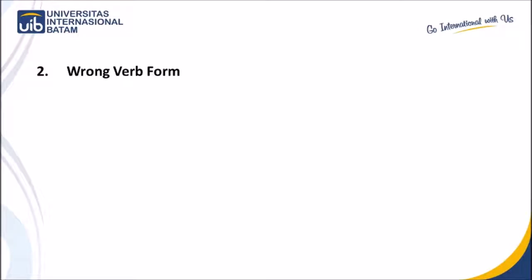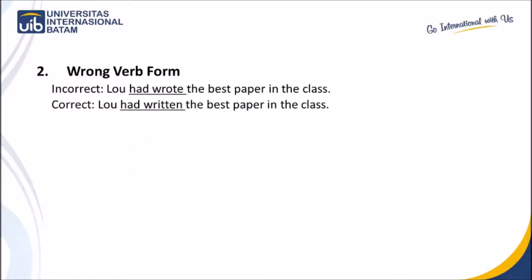And then wrong verb form. When you use some tenses, you have to change the verb form. For example, when you want to state something happened in the past, you have to use past tense or verb 2 in the sentence. Let's look at the example. "Lo had wrote the best paper in the class." The verb wrote is wrong in the sentence. You should use past participles of verb 3 after had or have or has as an auxiliary verb. So the correct sentence is "Lo had written the best paper in the class."